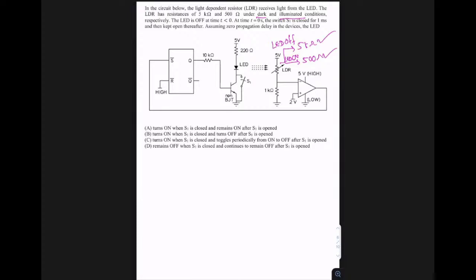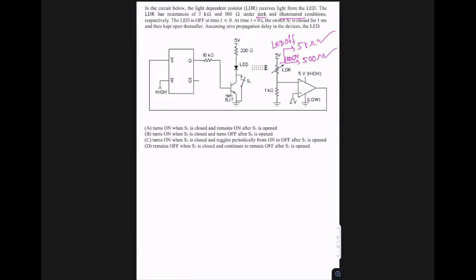Then it is given the LED is off at time t less than 0. And at time t equal to 0, switch S1 is closed for 1 millisecond and then kept open thereafter. So this is switch S1. That means this switch was closed from t equal to 0 for 1 millisecond, and then it is open forever.